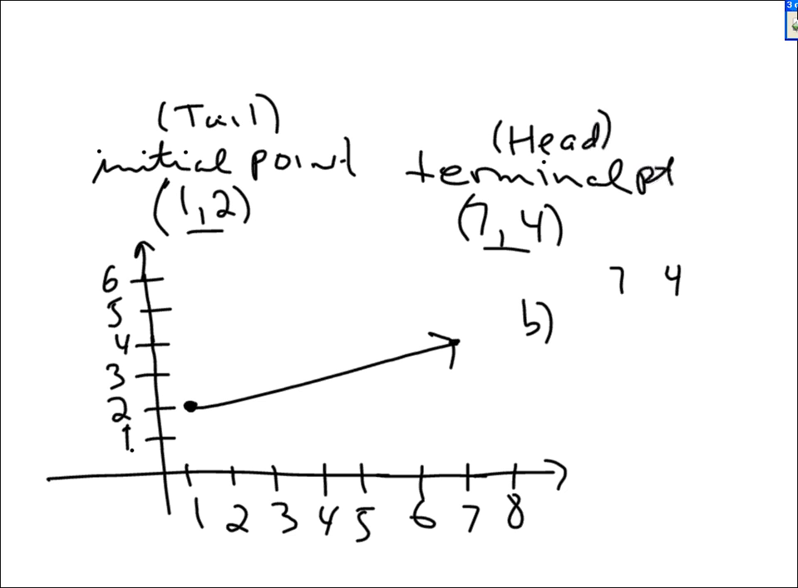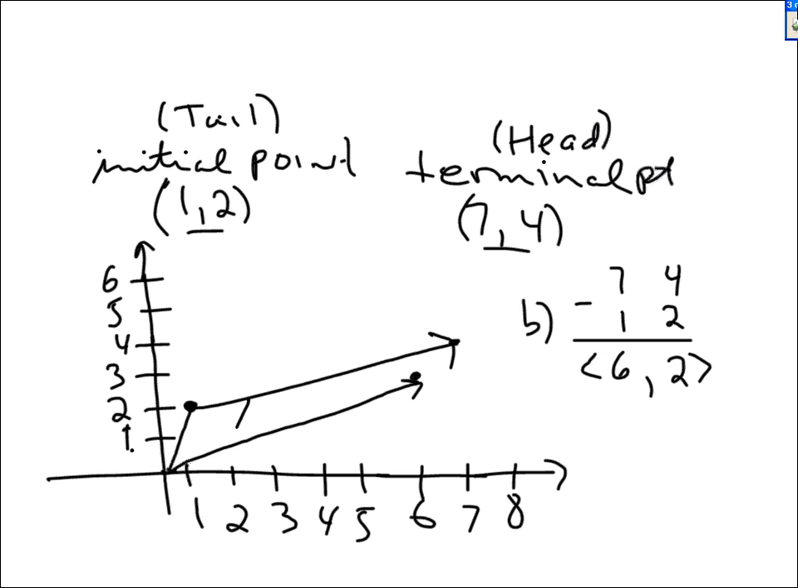So you do the head, put the tail underneath, and you subtract. 7 minus 1, 4 minus 2. That is the vector component. If we wanted to graph this, we just go out to (6, 2), and we go from the origin. And there it is. I brought every point in that direction. Every point went down and to the left. Initial point means the tail. The terminal point means the head. The vector starts here and it goes in that direction to there.